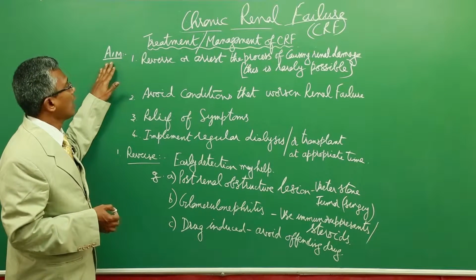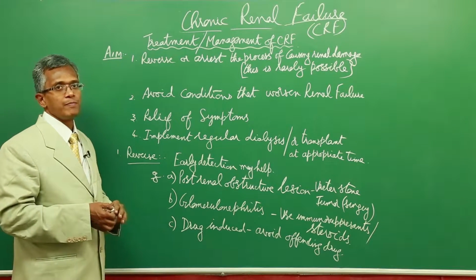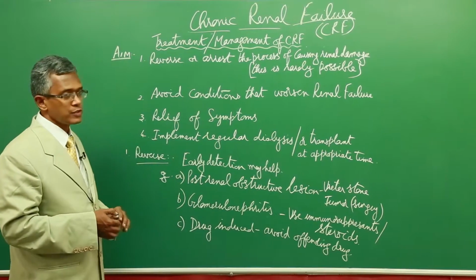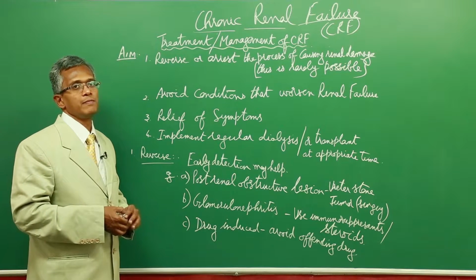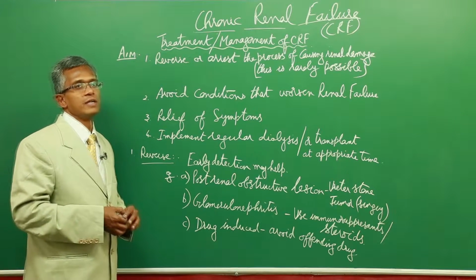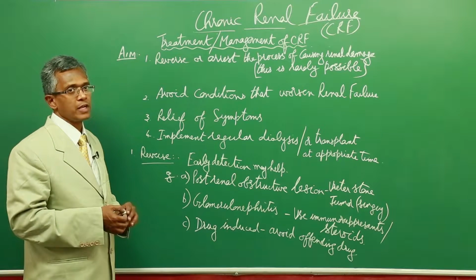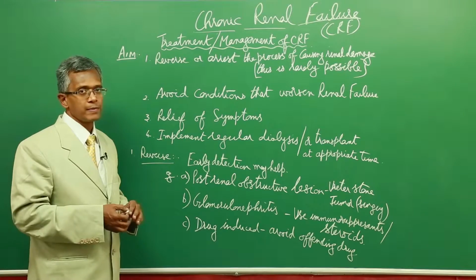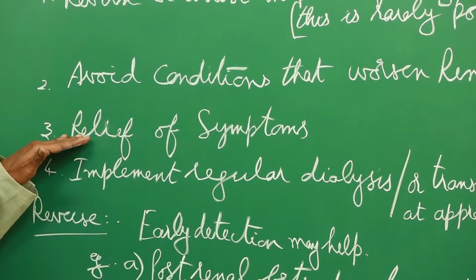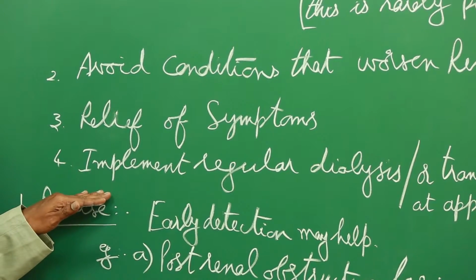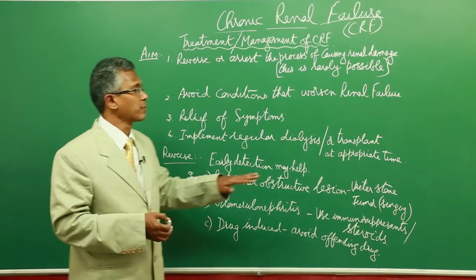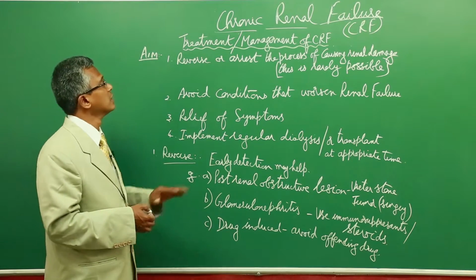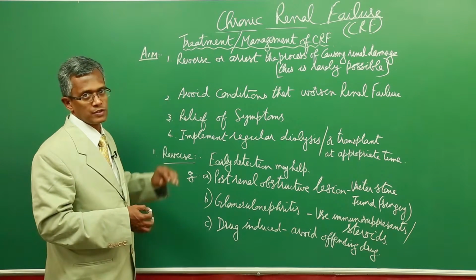The main aim for the management of chronic renal failure is to reverse or arrest the process causing the renal damage. Most of the time it is rarely possible. Once we know the reason for the chronic renal damage, then we can arrest the process. Avoid the conditions that worsen the renal failure. The symptoms can be relieved, and implement regular dialysis or transplant at the appropriate time. So these are the major ways by which the management of chronic renal failure is done.